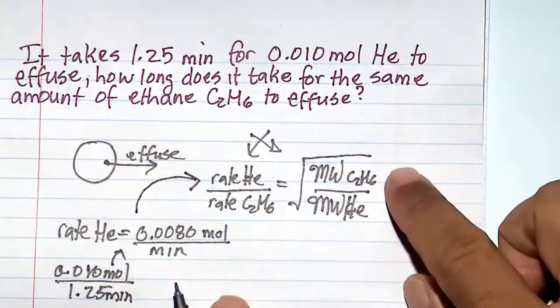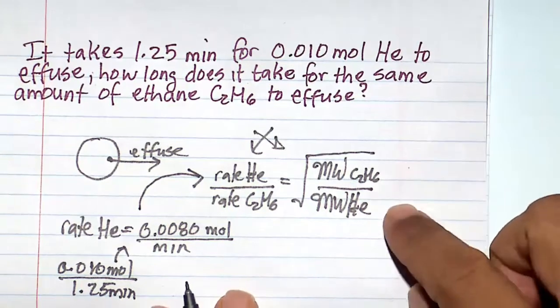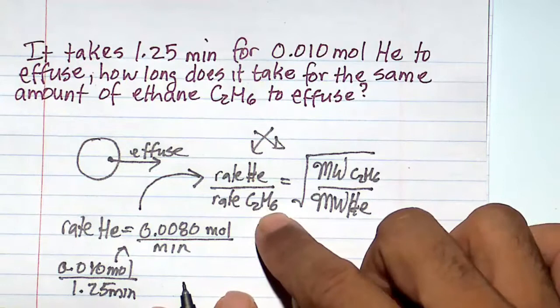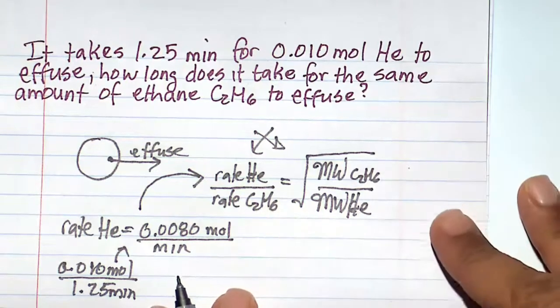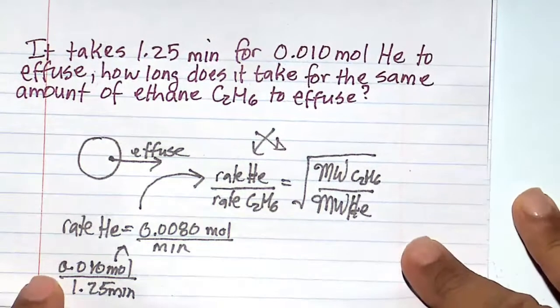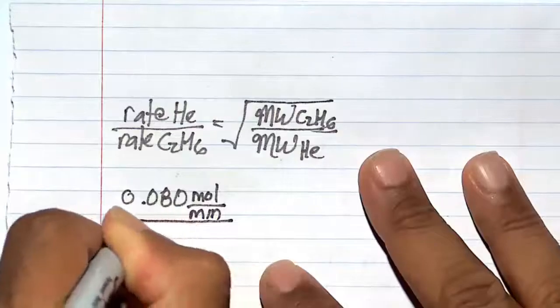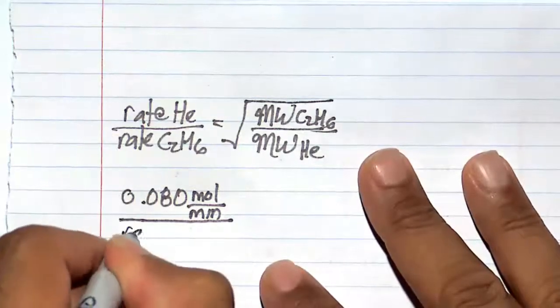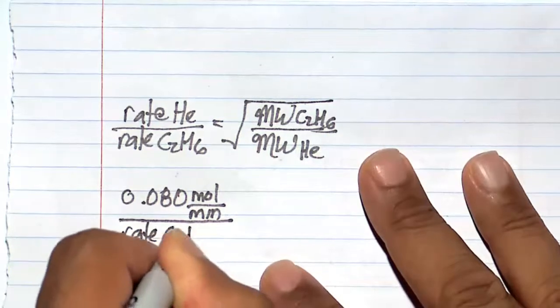I've got the molecular weight of C2H6, which I can calculate. I've got the molecular weight of helium. All I need to do is solve for the rate of ethane gas based on this law of effusion. So let's go ahead and do that. I'll just leave the whole fraction up in the numerator. The rate of C2H6 is what we're trying to solve for.